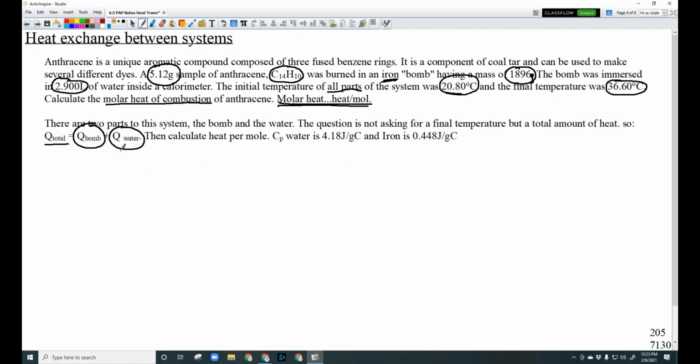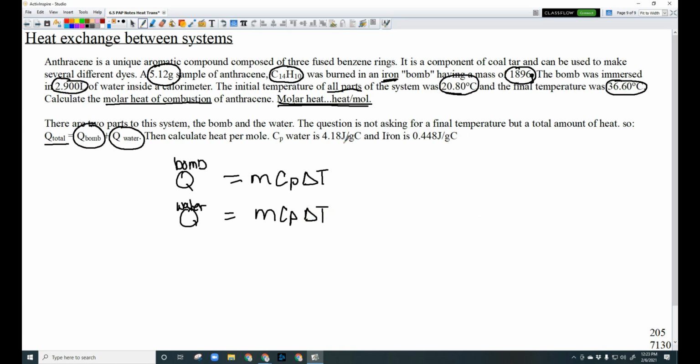All right, so the two parts of this system are the bomb and the water. And so we have to calculate Q for the bomb, okay, which is going to be MC sub P delta T, okay? And we're going to calculate the Q of the water. We're going to add those together to get the total heat, okay?